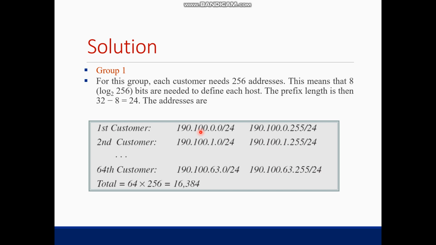So the first customer needs 256 addresses, so it starts from 0 up to 255. For the second one, this one is going to be 1, which identifies the second customer, and starts from 0 up to 255, up to the last one, which is going to be 63. 0 up to 63 is going to be 64. So we have 64 different customers, and each customer has 256 addresses. So 64 multiplied by 256 is going to be 16,384 different addresses, which is being given to the first group.